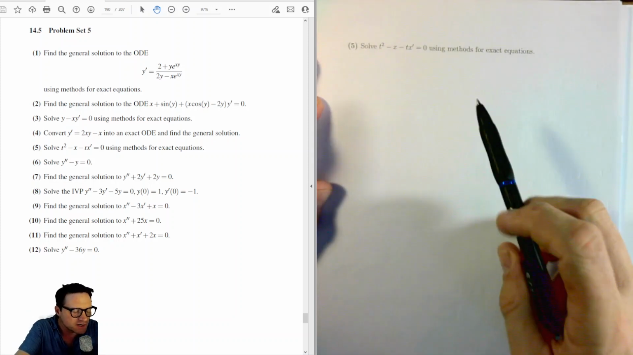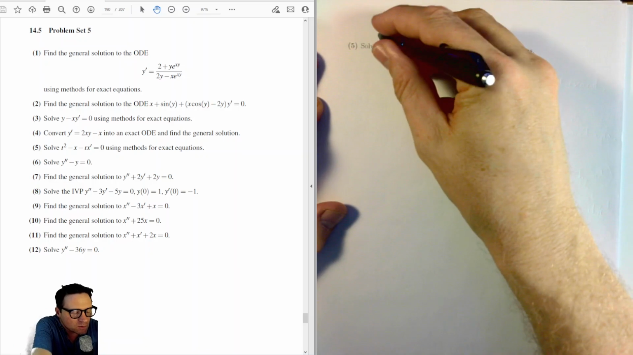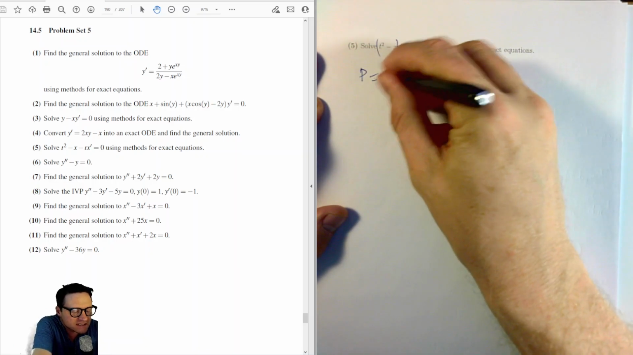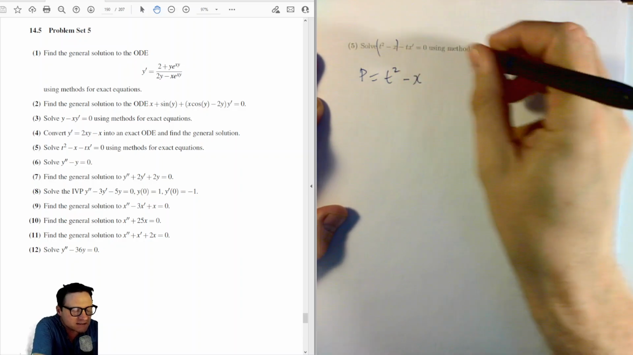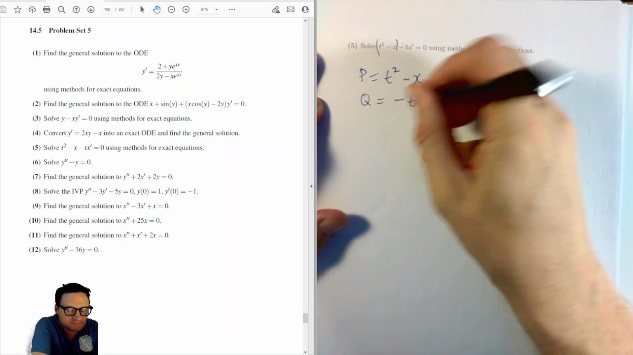So solve this differential equation using methods for exact equations. Okay, so we want to put this in the correct form. So we'll put a bracket around this and say p equals t squared minus x, and q is equal to minus t.